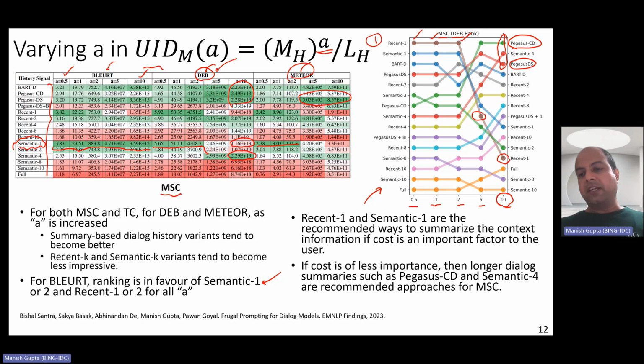So the recommendation is that recent one and semantic one are recommended ways to summarize the context if cost is an important factor to the user. If you really care about smaller prompt sizes, use recent one and semantic one. But if cost is less important, right, you're okay with larger values of A, so cost is not as important and accuracy is super important, then longer dialogue summaries like Pegasus CD or semantic 4 are actually okay to use, okay? Because you don't care about the length, slightly longer ones clearly give you better ROI if you're willing to spend more money but want higher accuracy.